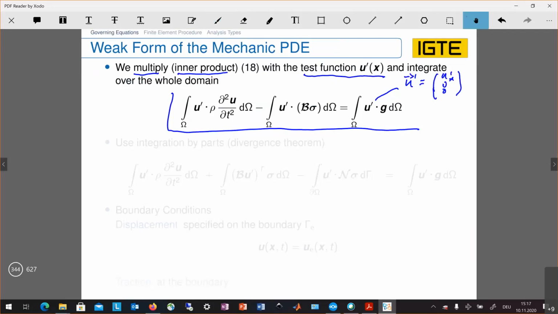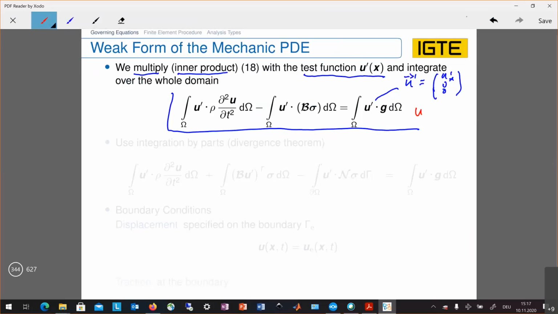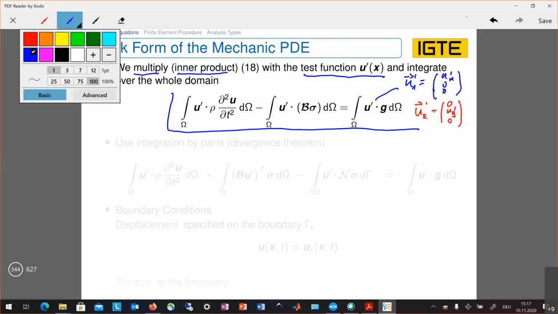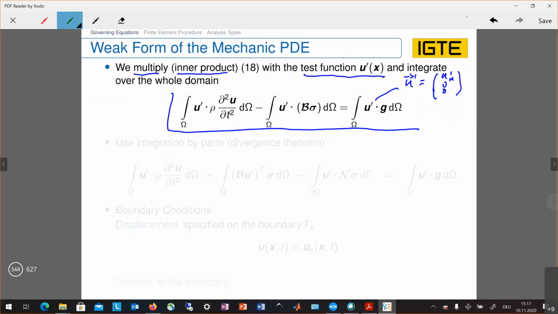And then in the next case, you would take here, for example, a second one. So let's call this u prime 2. And that would be that we just have here a uy prime component, and the z and the x component is equal to 0. So I call this test function u1. Then you have the test function u2. And at the end, we take also a test function.